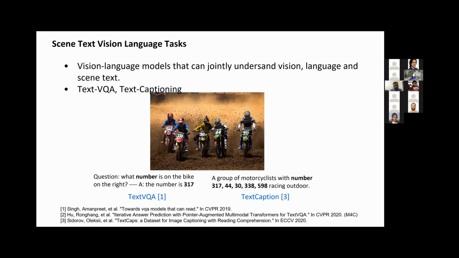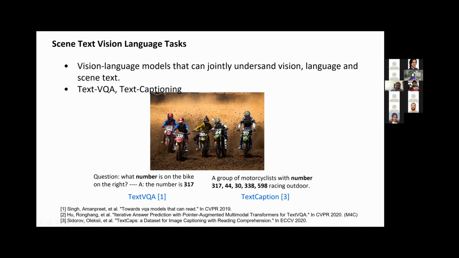You can see that this is a little bit different from document VQA. In text VQA, most of the images are natural images. They're not images of documents. For example, in this case, given this image and the question, what number is on the bike on the right? The expected answer is the number 317. So the system needs to localize and understand the text 317 and use it as the final generated answer.